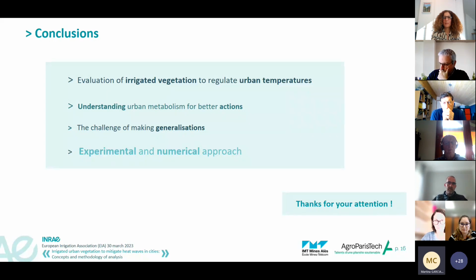There is a big challenge before generalizing the experimental results, since they refer to a particular case of climate, temporality, and situation. However, the experimentation is essential to understand and learn about this subject. And finally, it is therefore interesting to combine experimentation with numerical models, as this allows us to produce more generalizable results and to compare different scenarios.